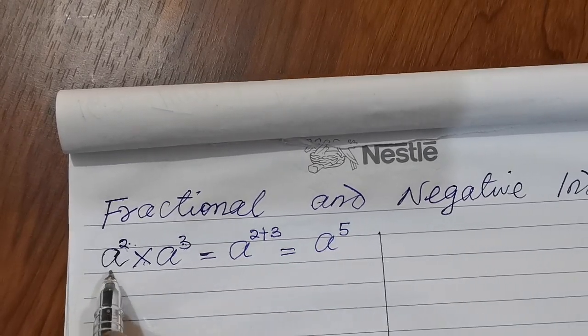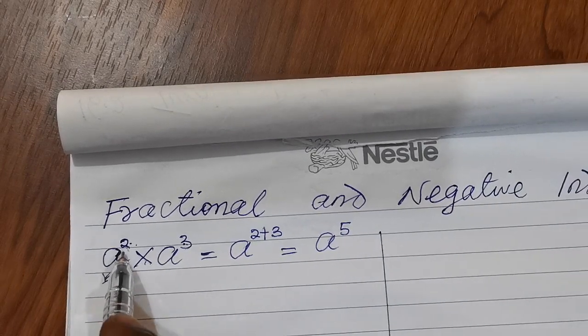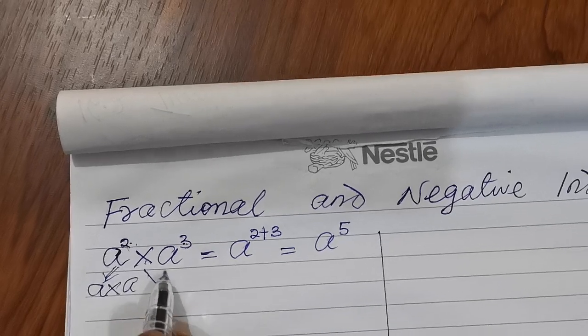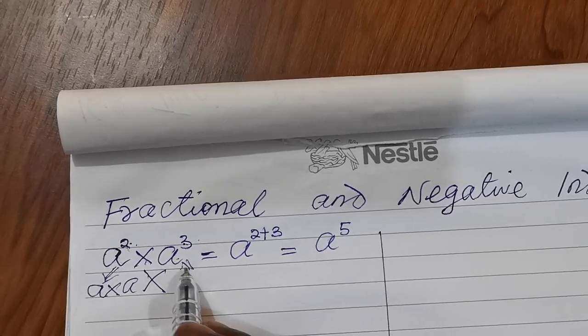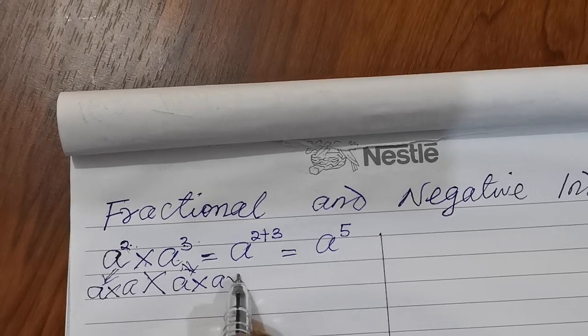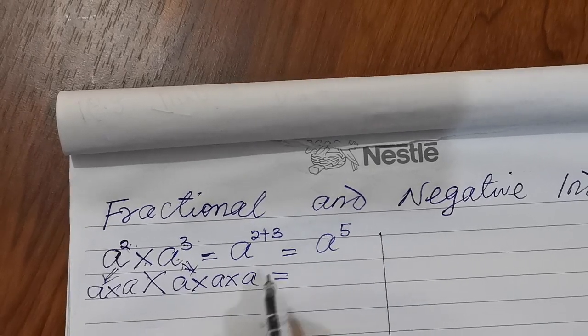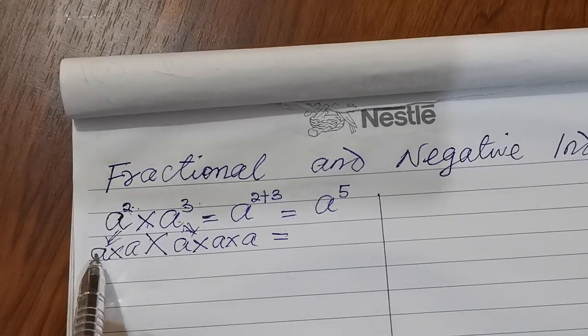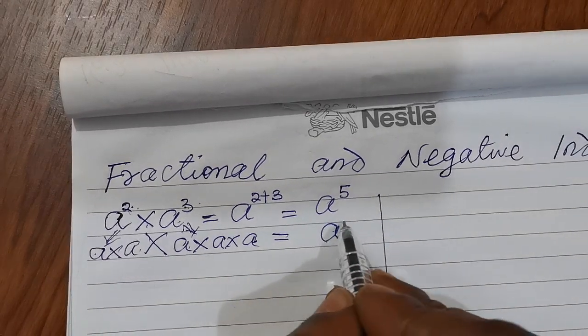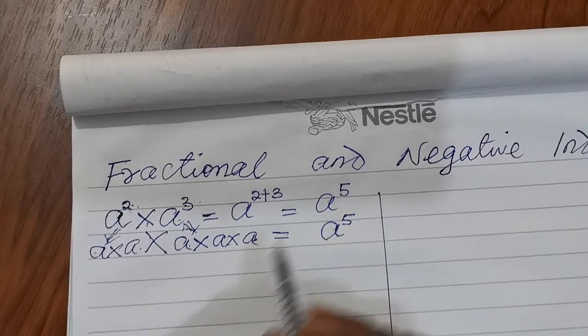What this simply means is that a power 2 means a times a, and a power 3 means a times a times a. So let's count then: 1, 2, 3, 4, 5. So this gives us a raised to power 5.